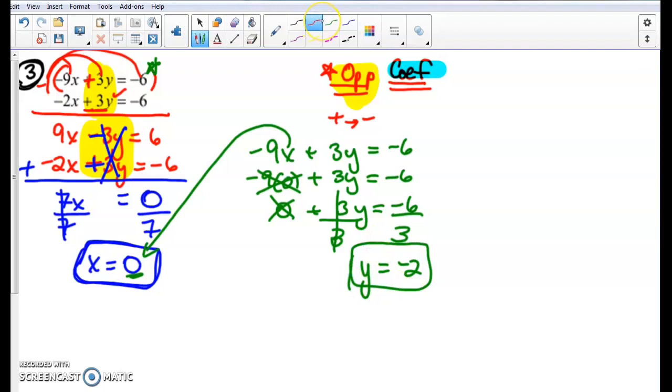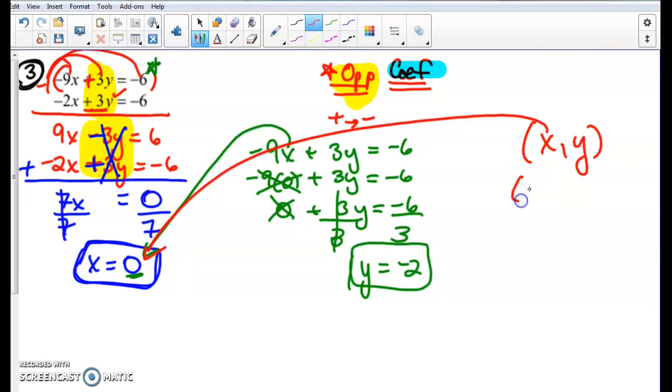Last little bit is to write our ordered pair, x, y. Our x value is all the way over here, and it's 0, so x is 0. 0 comes first. Y is negative 2, so negative 2 comes second.